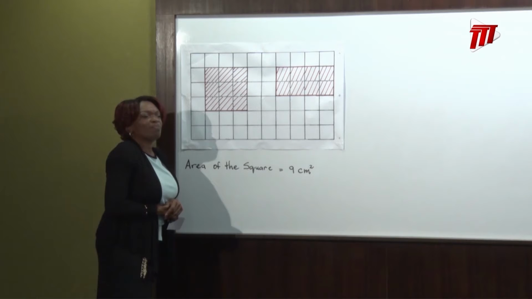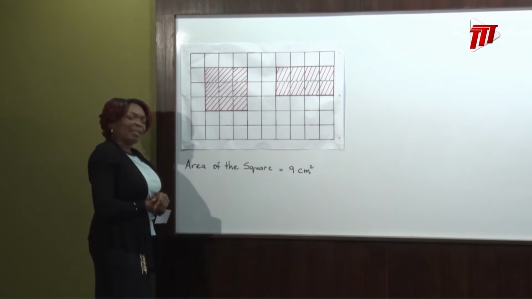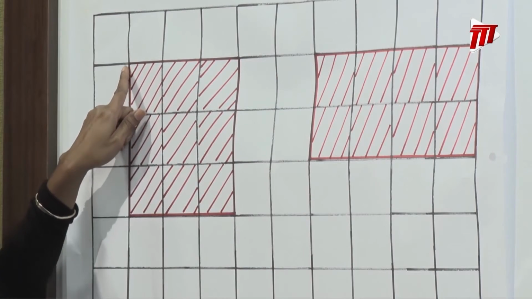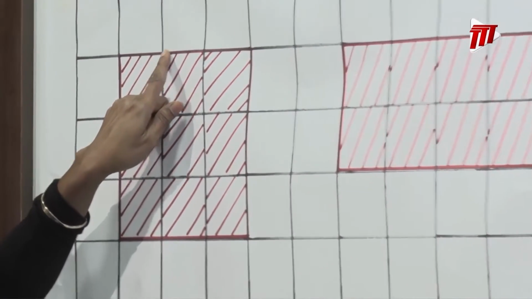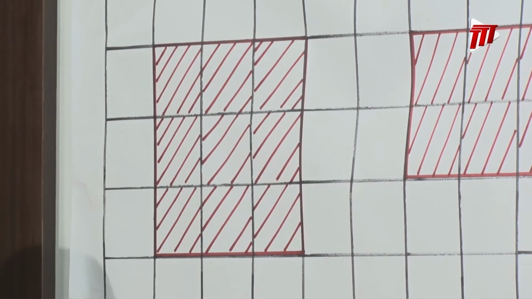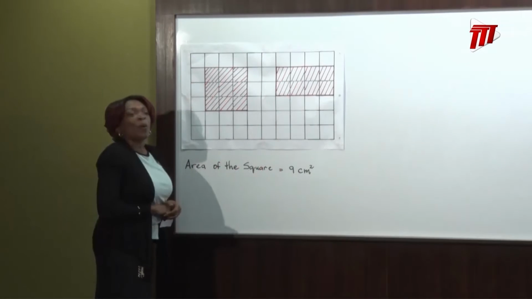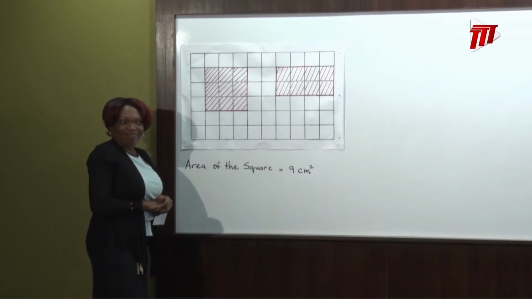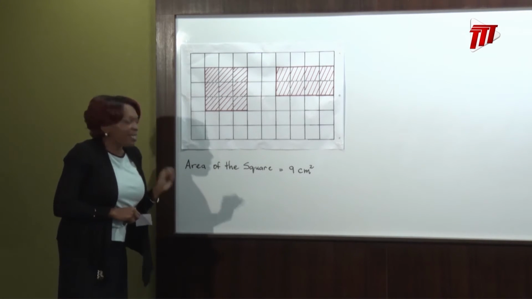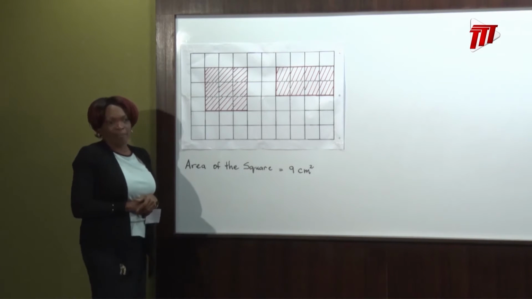Without counting. Let's look at the length of one side. Count with me now. 1, 2, 3 centimeters. And what do we know about a square? All sides are equal. Are you with me? What can we do with that 3 to get 9 centimeters squared?